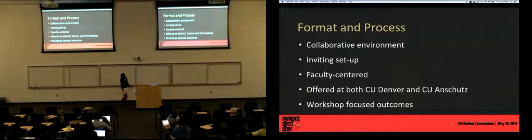But it's very faculty-centered, and we were very reliant on the faculty. And again, we offered at both the Denver and Anschutz Medical Campus. And it was focused on these outcomes of, how are we going to achieve this in our course? What are we going to do that will differentiate each one of these categories, yet bring them together to create that experience?